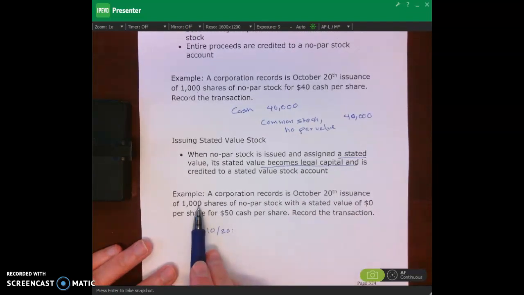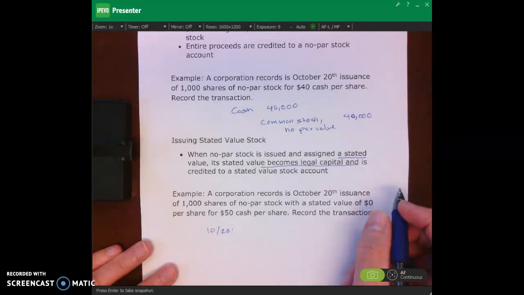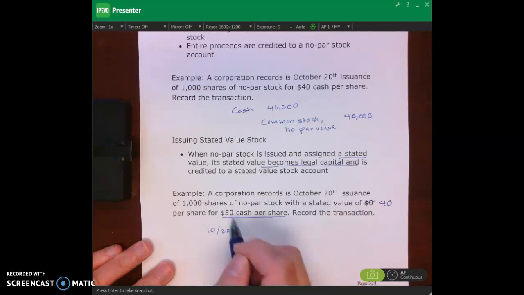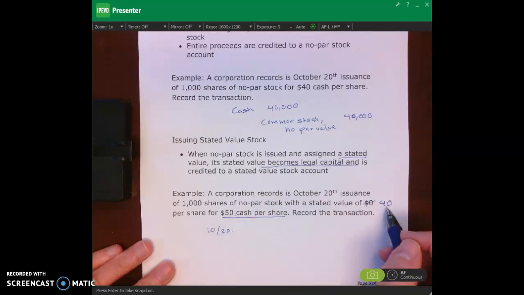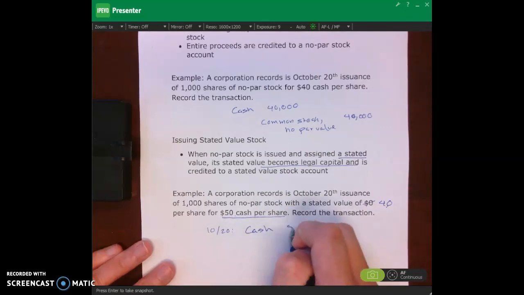we have our debit to cash for our 1,000 times our 40, and this is a typo. This should be 40. Sorry about that. $40 per share, and then we sell it for our $50 a share. So this is the market price. This is the stated value. Stated value is 40. Market price is 50. So we debit cash for the price that we sold it for, which is the 50 times our 1,000. So we debit cash for our 50,000 right over here.